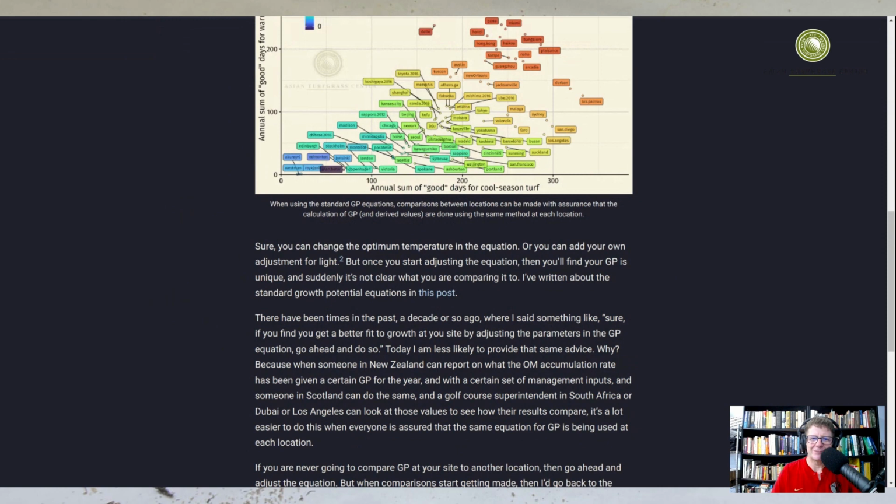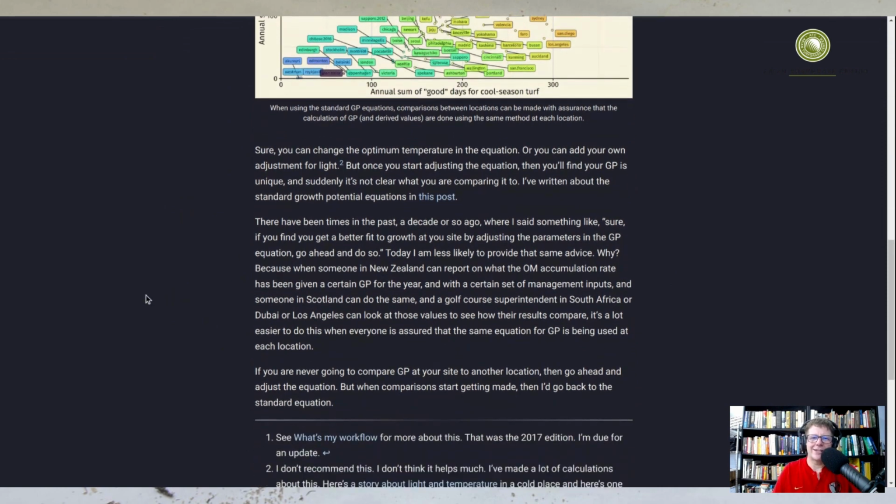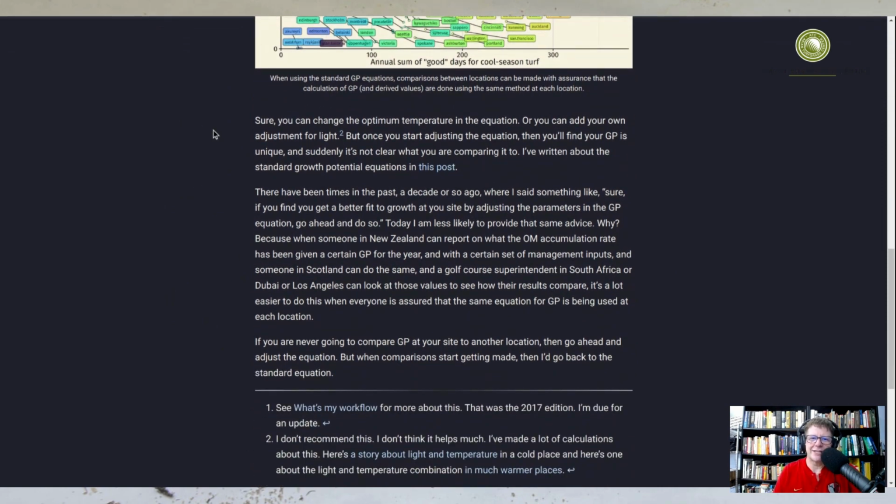That is much better. Okay. I continued writing in this post. I said, sure, you can change the optimum temperature in the equation, or you can add your own adjustment for light. But once you start adjusting the equation, then you'll find your GP is unique, and suddenly it's not clear what you are comparing it to.